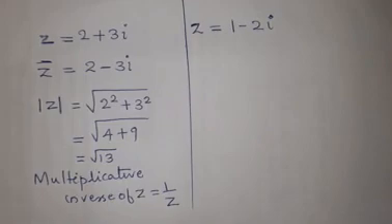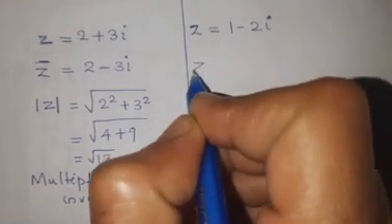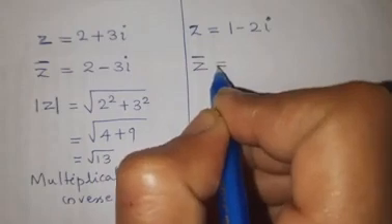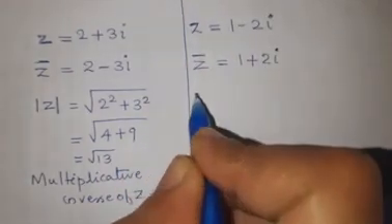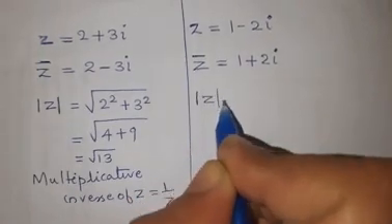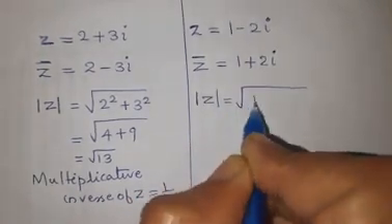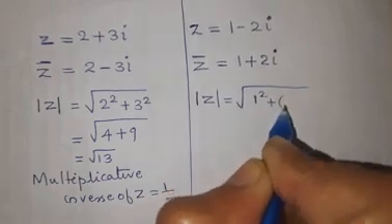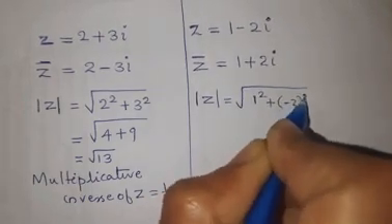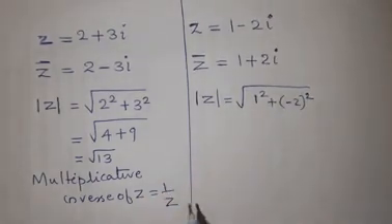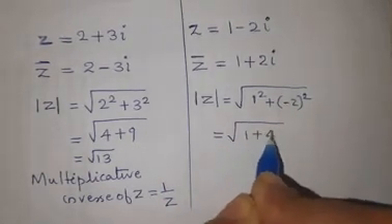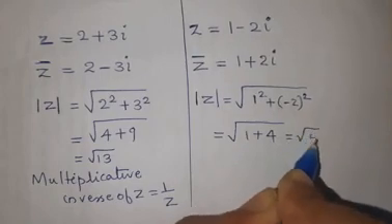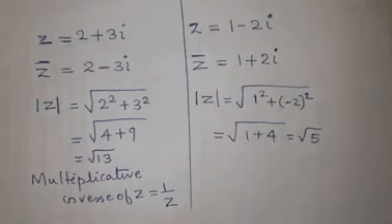z is equal to 1 minus 2i. Then the conjugate z bar is 1 plus 2i. Modulus of z is root of 1 square plus minus 2 square, which is equal to root of 1 plus 4, that is root 5. And the multiplicative inverse is 1 by z.